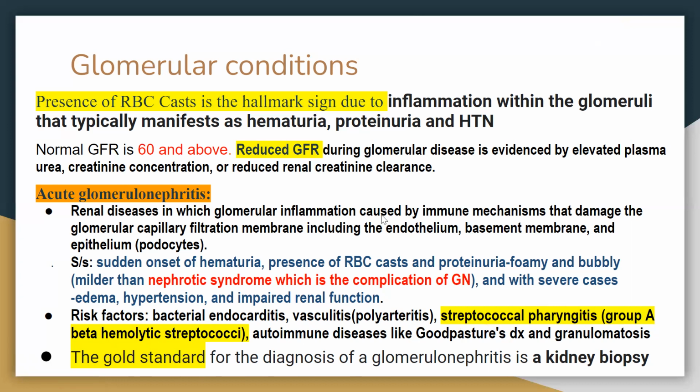Study that. This is the pathophysiological mechanism of acute glomerulonephritis. Renal disease causes inflammation of the glomerulus. The immune mechanism is damaging the glomerular capillary filtration membrane, including the endothelium, basement membrane, and epithelium, which is also called podocytes. And that causes sudden onset of all of those signs and symptoms listed here.